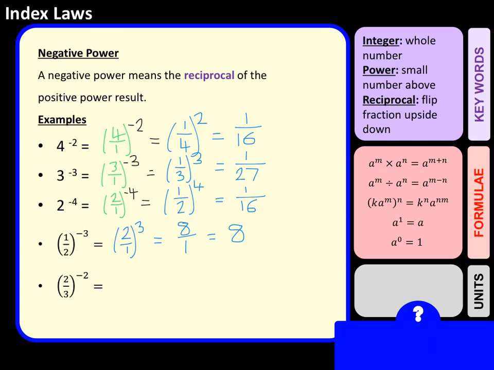Last example then. Again, it's already a fraction, so no need to turn it into a fraction. We're just going to do the reciprocal because it's a negative power. And now that we've done the reciprocal, you'll notice that the negative power has disappeared. It's now a positive power. So 3 squared gives us 9, 2 squared gives us 4. And just an extra step here, because it's top heavy, 4 goes into 9 twice, remainder 1, and the denominator stays the same.